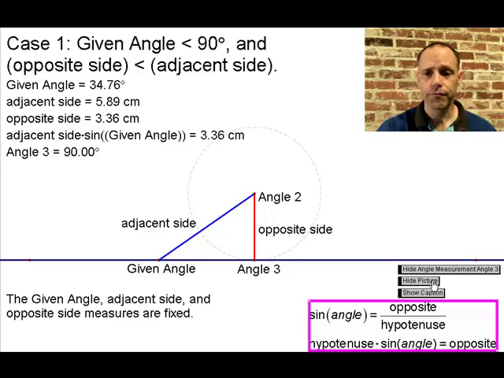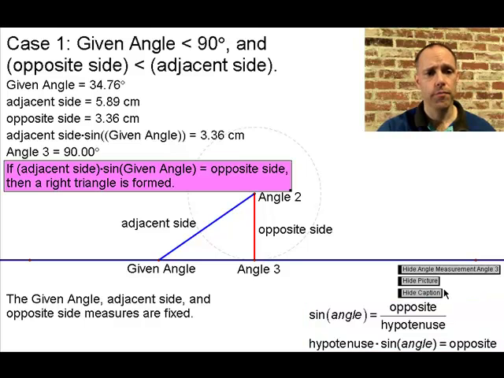Remember that the definition of sine of any angle on a right triangle is the side opposite that angle over the hypotenuse. Now, in our diagram, the hypotenuse has been labeled the adjacent side, so don't get confused on that. But if we take that proportion and we solve it for the side opposite that angle, we'll see that the hypotenuse times the sine of our angle is equal to the side opposite our angle.